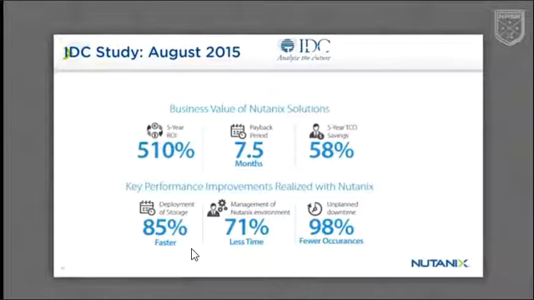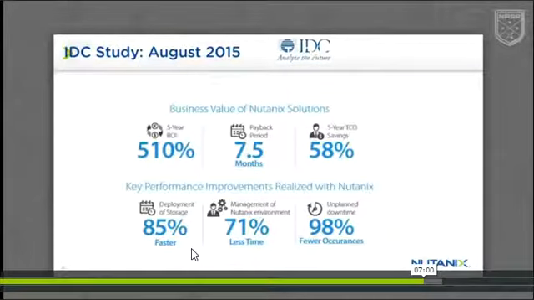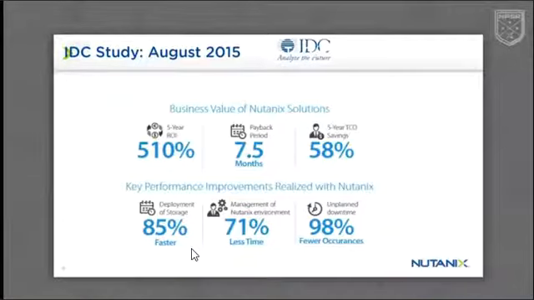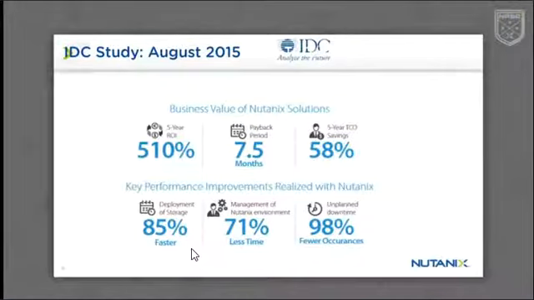We also have an IDC study available on our website. I strongly recommend that you read this and also share it with your customers. The IDC study was created in August of 2015 by surveying 13 Nutanix and Dell XC customers. It's a very in-depth study, but it's got these great metrics, like the average 5-year ROI for the 13 companies in the study was 510%. The average decrease in administrative time was 71%.